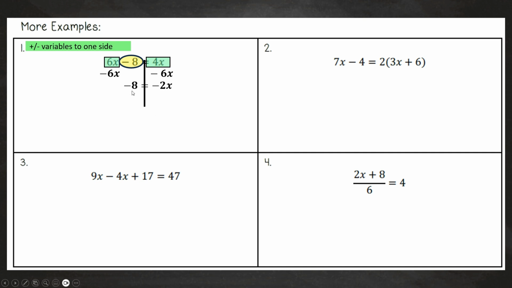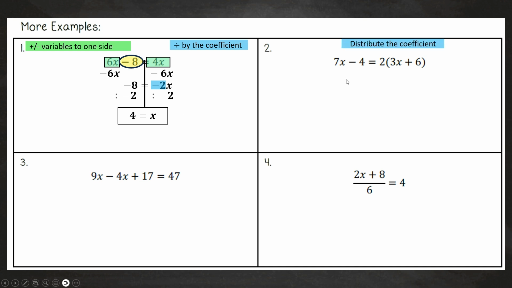So now I have negative 8 is equal to negative 2x. Then I have this coefficient, negative 2. So I'm going to divide by the coefficient. I can't add. I have to divide by the coefficient so that it becomes 1. And negative 8 divided by negative 2 is going to give me 4. So my answer here would be 4 is equal to x, or you could rewrite it as x is equal to 4.